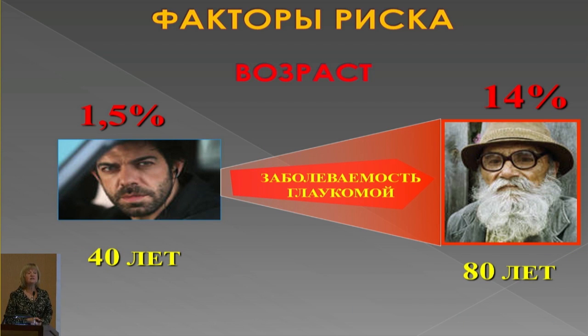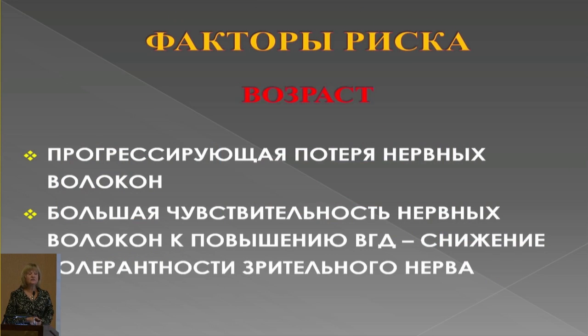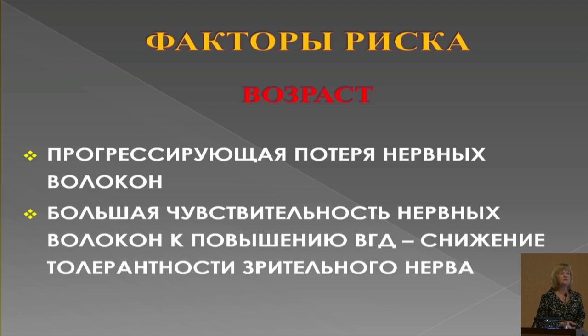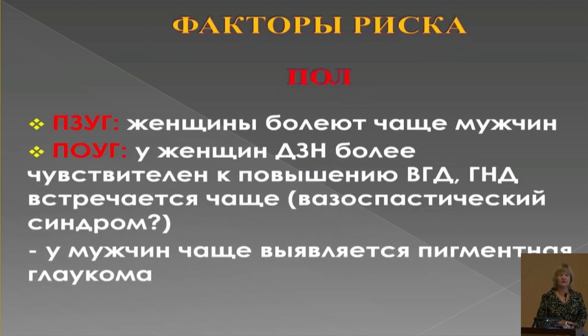Glaucoma is a disease that is associated with age. The prevalence of glaucoma at 80+ is more than 14%. How can it be explained? With age, we observe progressive loss of nerve fibers, and there is reduced tolerance of the optic nerve to the increase of IOP.